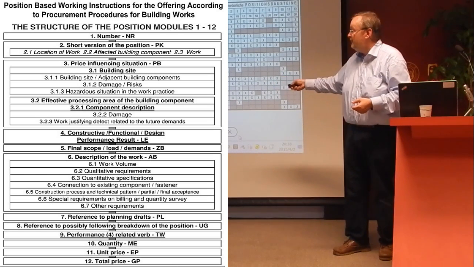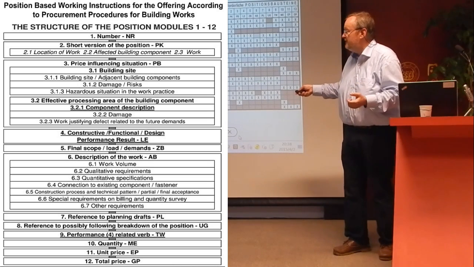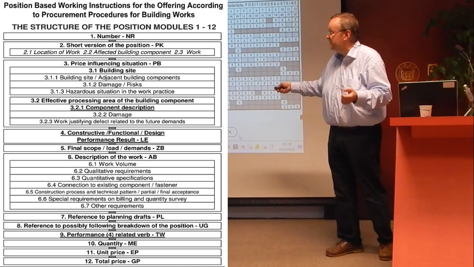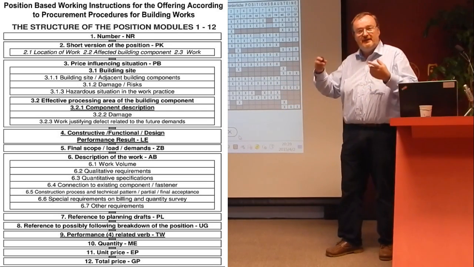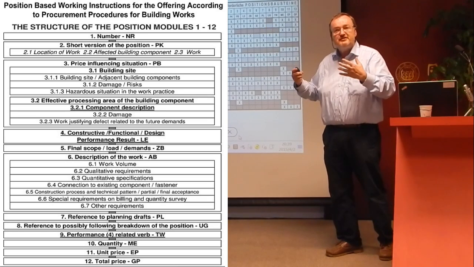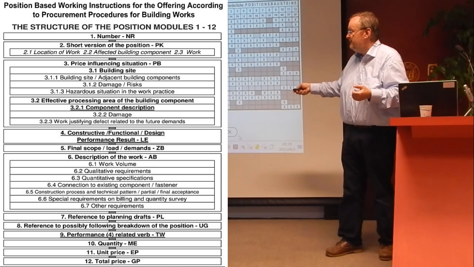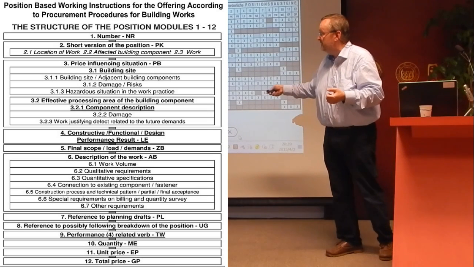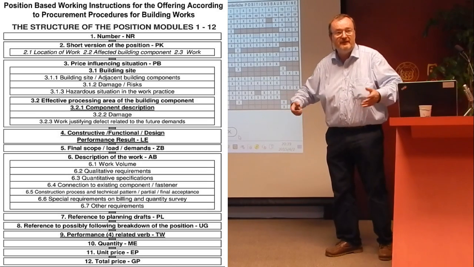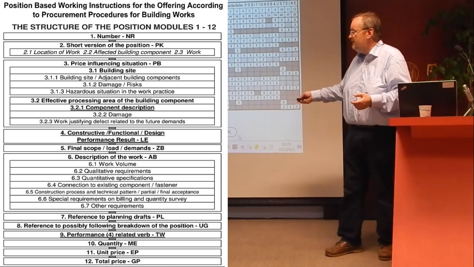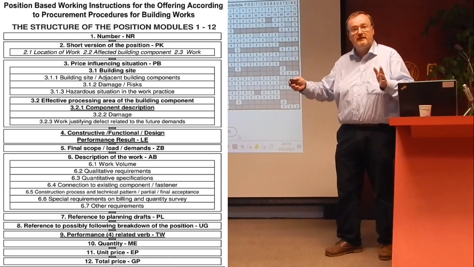Then comes 4. We must say to him what is the result of your work: the constructive, functional or design performing result of the whole thing. So we give him an aim, what is the finish? What is the final solution for the whole work? And then comes the description of the whole work, what he has to do, what he has to deliver, which materials, and we tell him much more details belonging to this work.